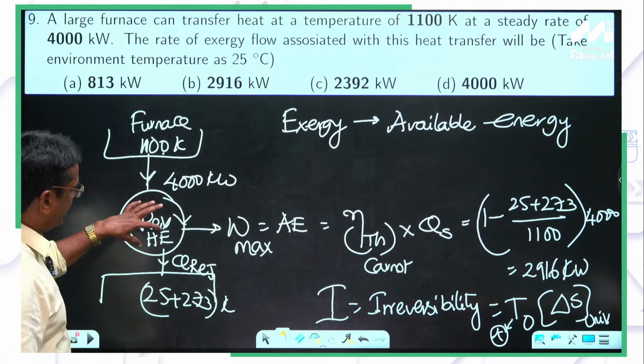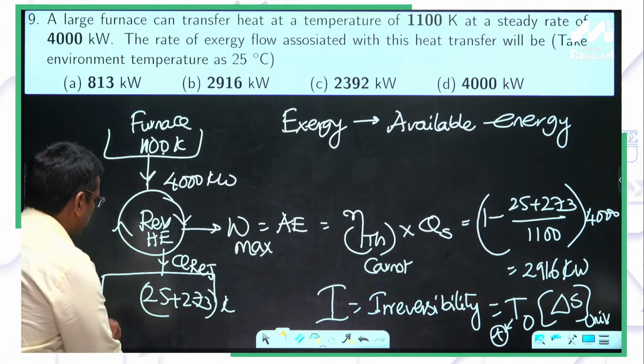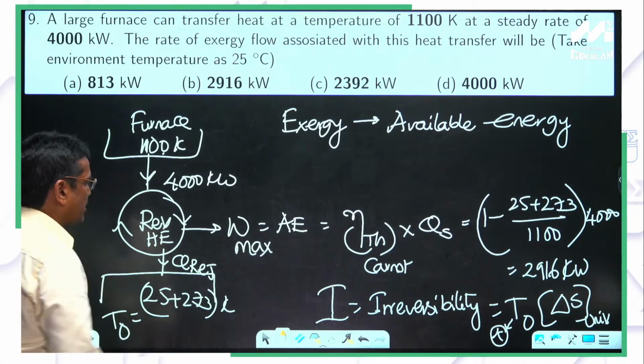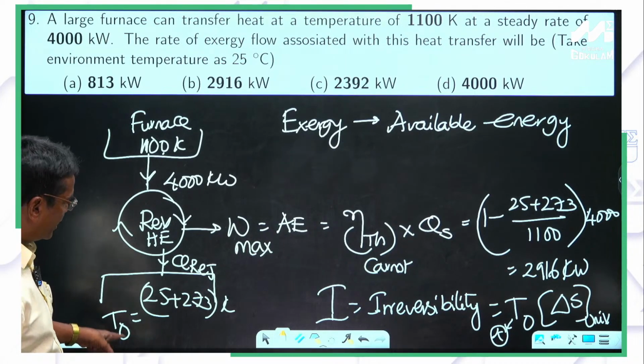A reversible heat engine is operating between the furnace at 1100 and the lowest possible temperature, that is T naught. T naught is the symbol mentioned for the environment temperature, remember that in Kelvin.